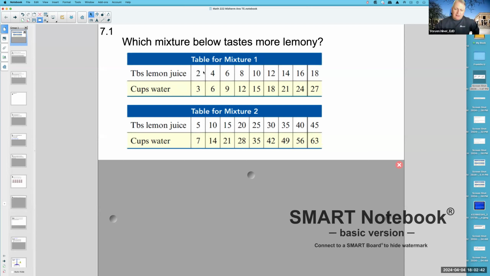The first one I see is for mixture 1, I have 10 tablespoons of lemon juice for 15 cups of water. So I have 10 to 15. Down here, I have 10 again, 10 tablespoons of lemon juice, but only 14 cups of water. So for the same amount of lemon juice, for mixture 2, I have less water. So mixture 2 is going to taste more lemony because it has less water for the same amount of lemon juice as mixture 1.